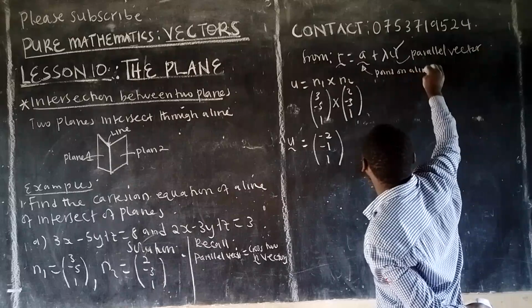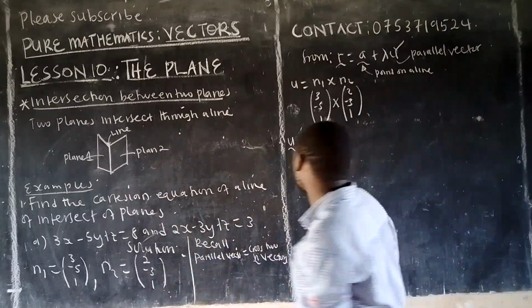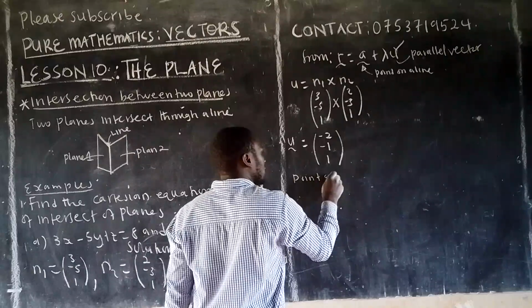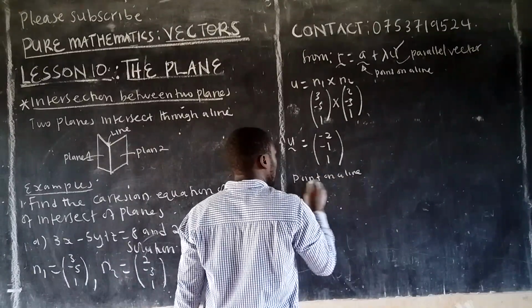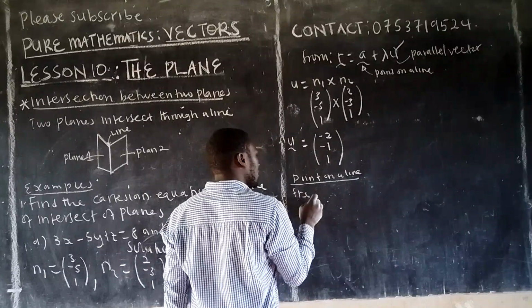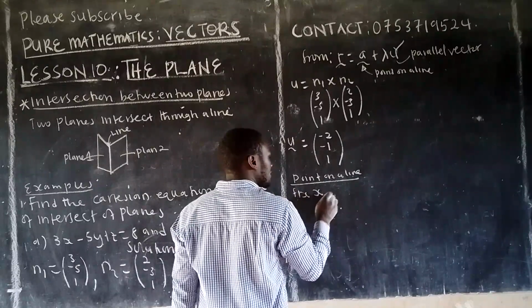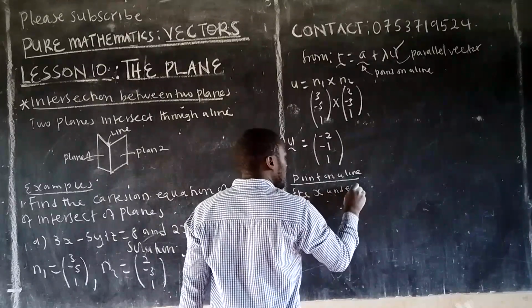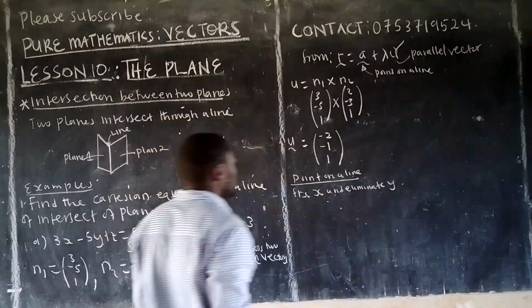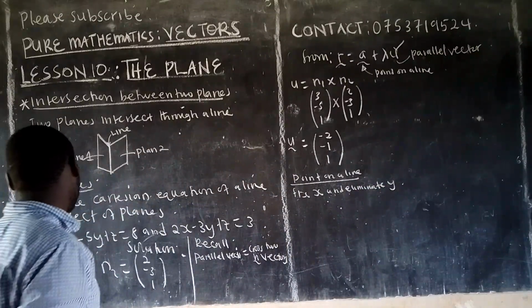Point on a line. And now how do you get a point on a line? You have already got the parallel vector, but the point on a line is not yet found. So for the point on a line, you fix anything. You say fix x and eliminate y. So let us fix x and eliminate y in this equation here.